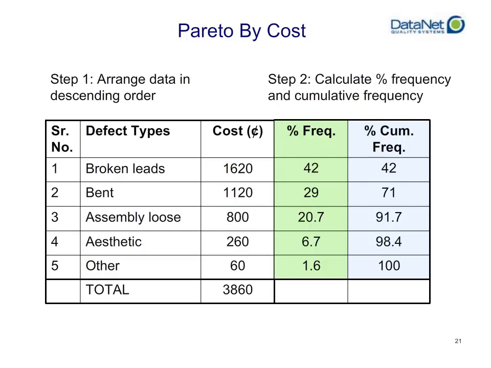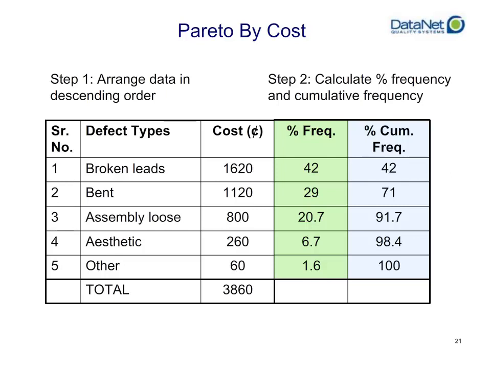$38.60. Then, just like we did with the Pareto by count, we calculate a percentage frequency for each individual defect type, and this is going to be against the total cost. So it's $16.20 divided by $38.60 equals a 42% frequency. Same thing with the bent pencils. $11.20 divided by $38.60 is going to give us 29%. We do this for each one of the defect types.